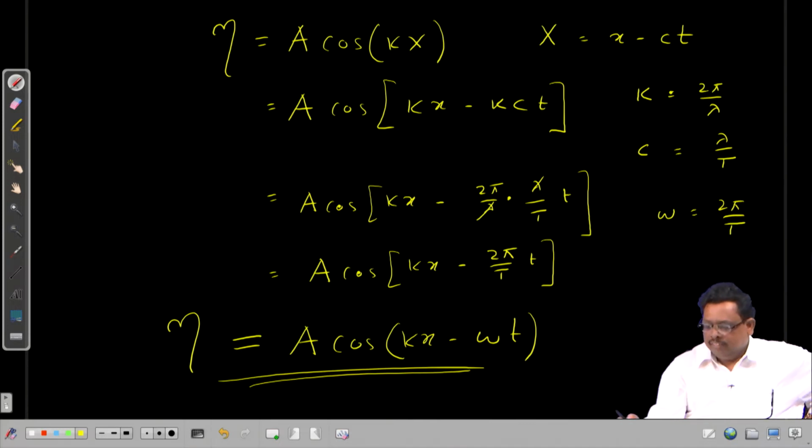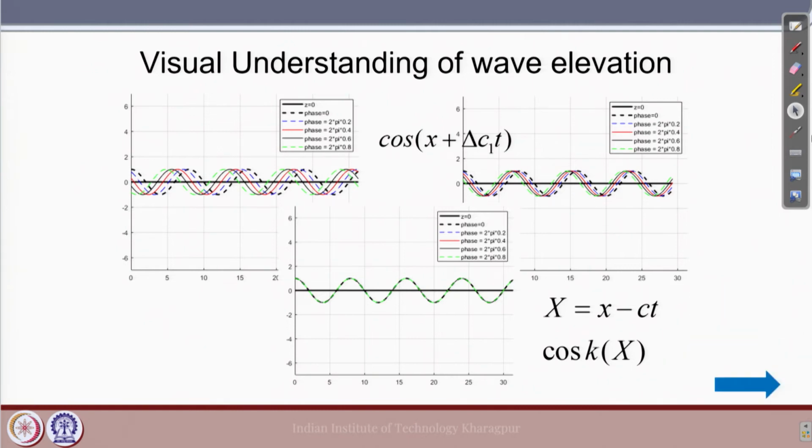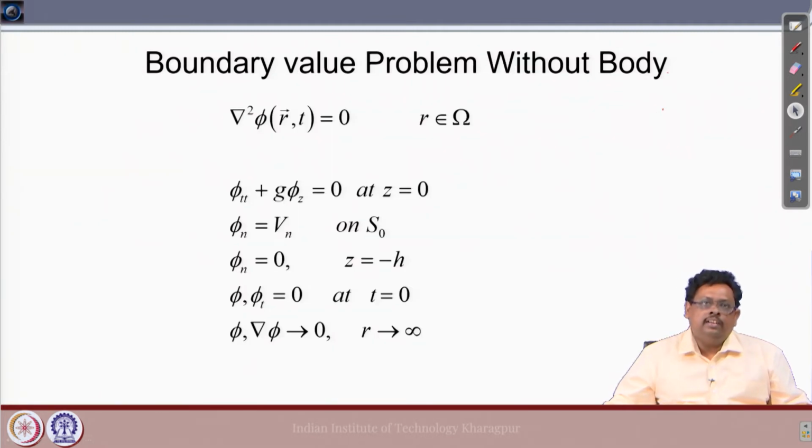Okay. Fine. So, now let us go back to here and try to solve the boundary value problem. Our governing equation is del square phi equal to 0, and these are the boundary conditions. We have the free surface boundary condition phi t t plus g phi z equal to 0. We have the body boundary condition phi n equal to V n, and we have the bottom boundary condition phi n equal to 0, and then we have the initial condition and the radiation condition.